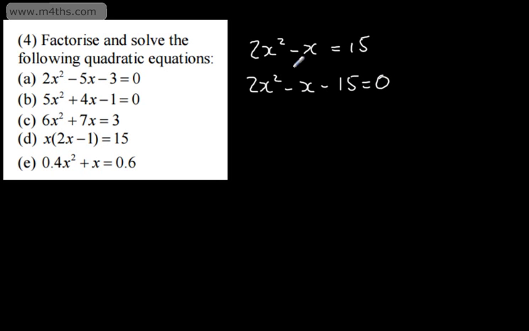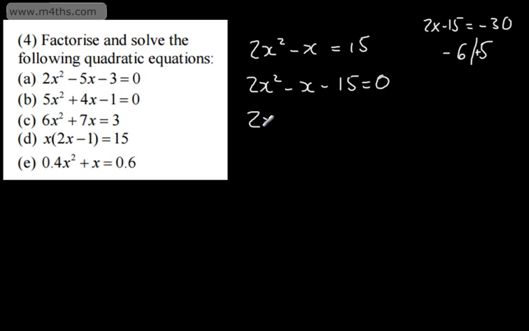ax squared plus bx plus c is equal to 0. a times c, well, that's going to give 2 times negative 15, which is negative 30. We need to make a number now. Two numbers that multiply to give negative 30 and add to give negative 1. You might be able to jump straight to this. It's going to be 6 and 5. They've got a difference of 1. So we're going to have now negative 6 and plus 5.